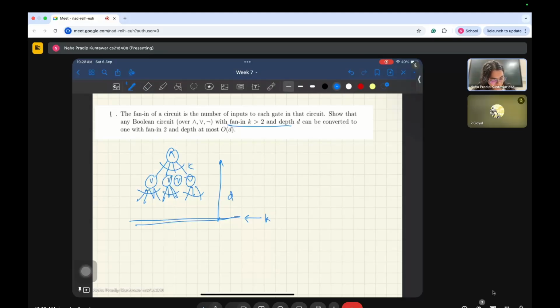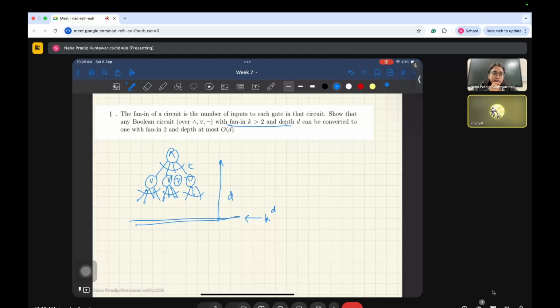I mean at depth d. Yes, understood, because this is not the binary case. And then I have to break this. I have to simulate this k raised to the power d in terms of 2 raised to the power d kind of a thing. And how can this be done?